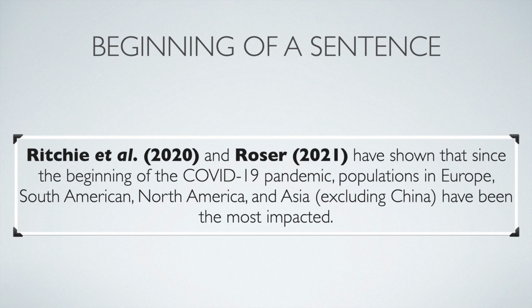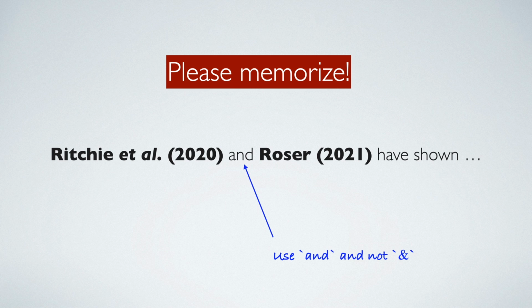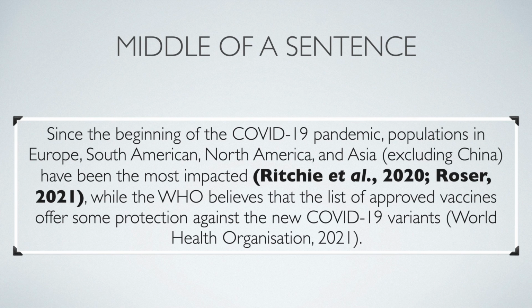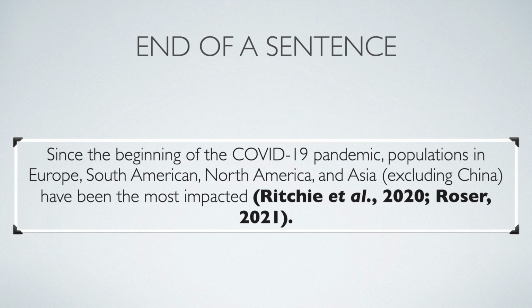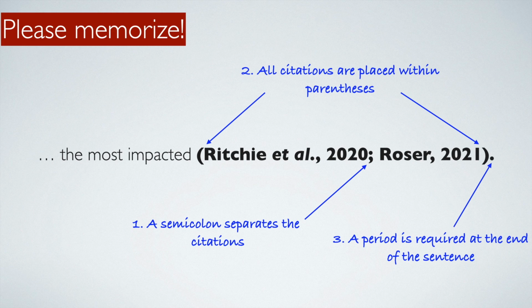Here we have two citations at the beginning of a sentence. The only thing new here is that we use "and" to connect the two citations and not the ampersand. In the case of two or more citations occurring in the middle of a sentence, all citations are placed within parentheses, and we use a semicolon to separate citations. And when we have two or more citations at the end of a sentence, again you can see that a semicolon is used to separate the citations.